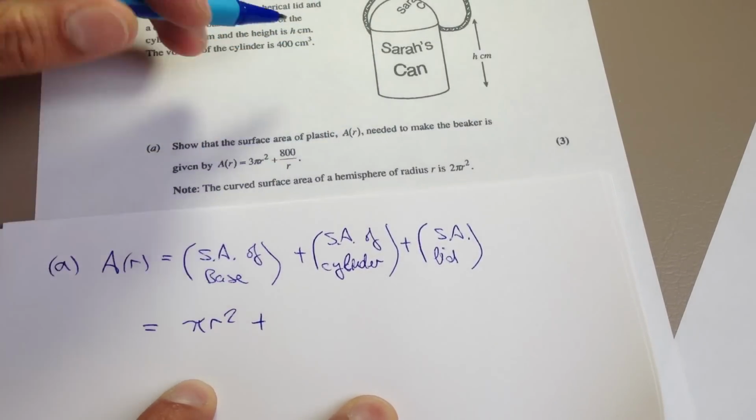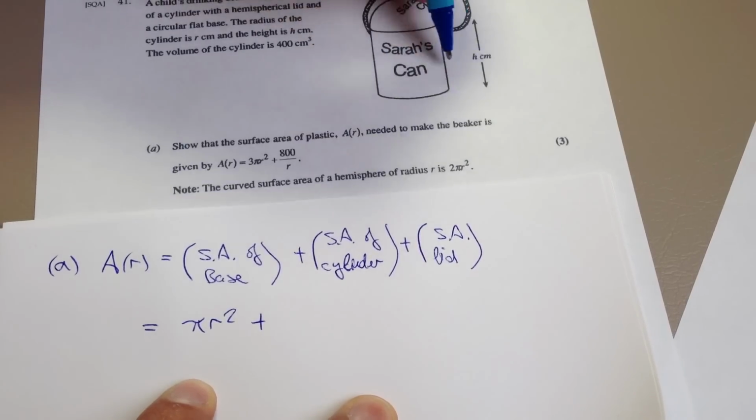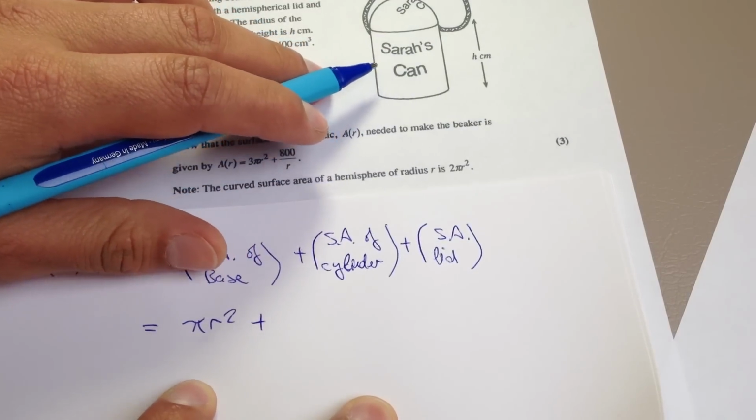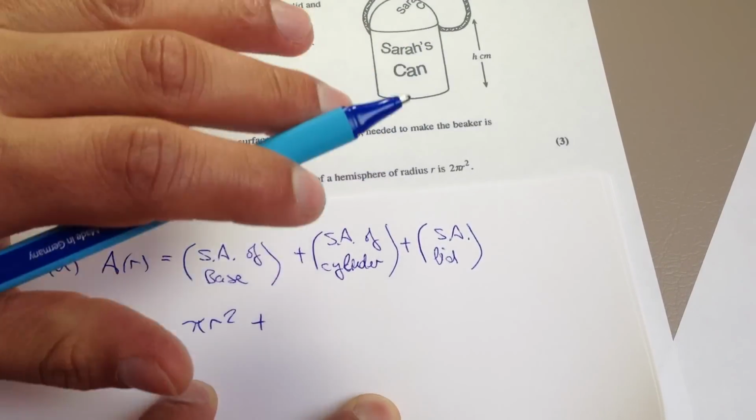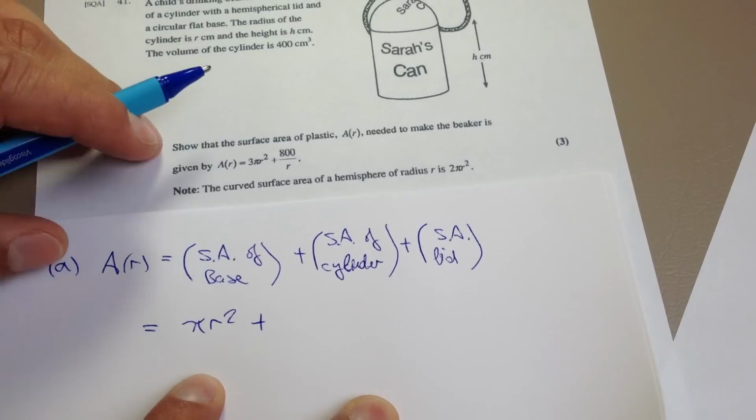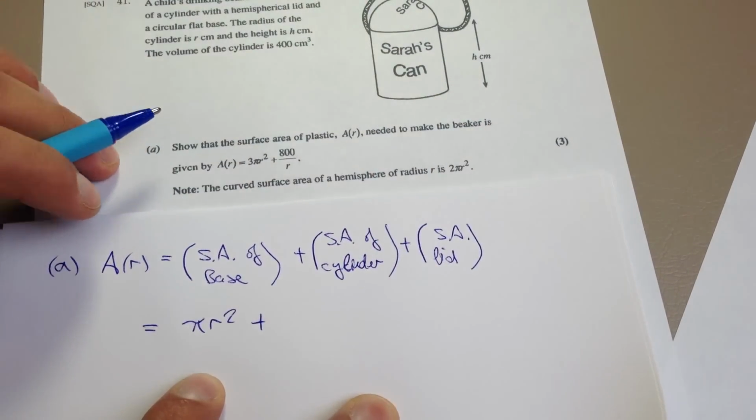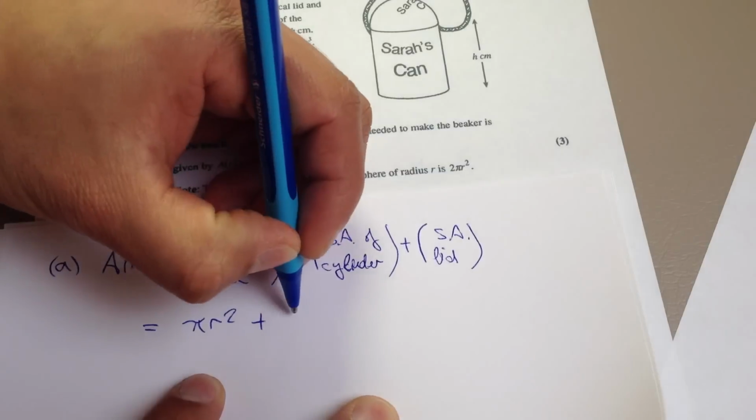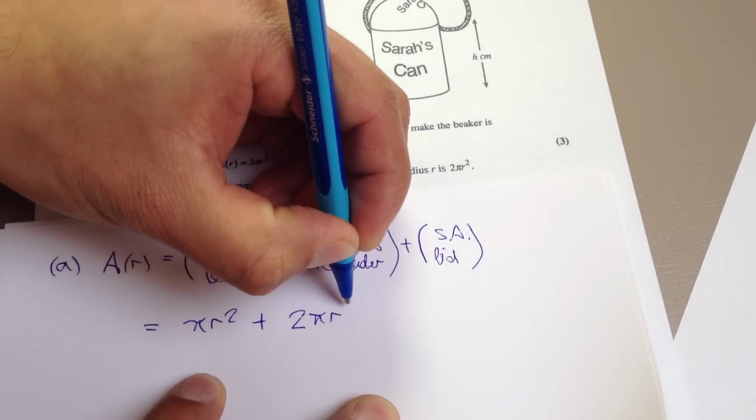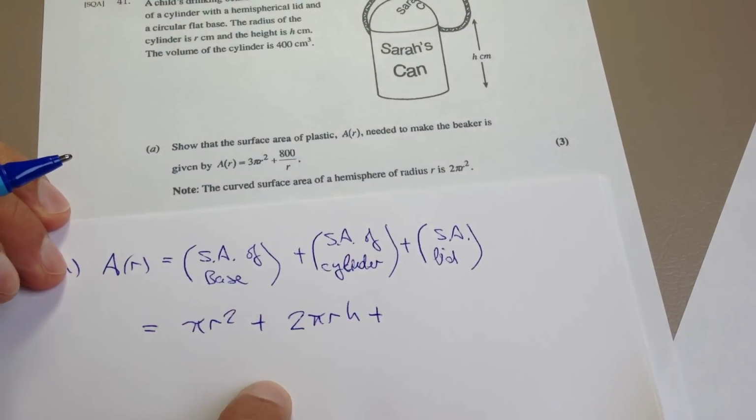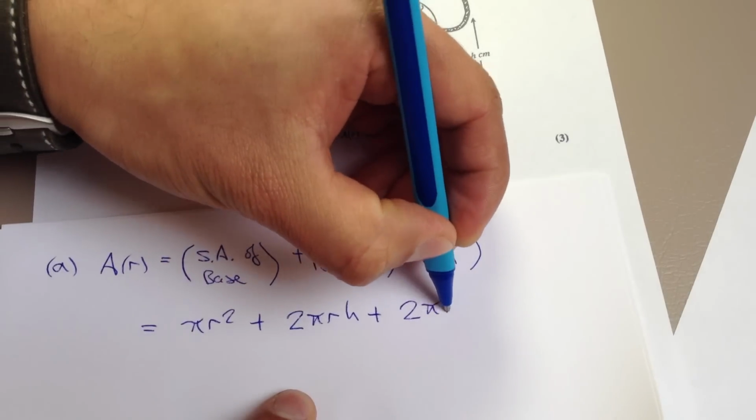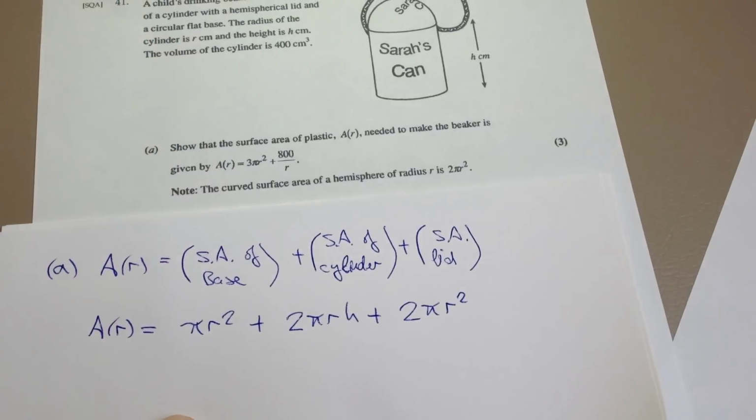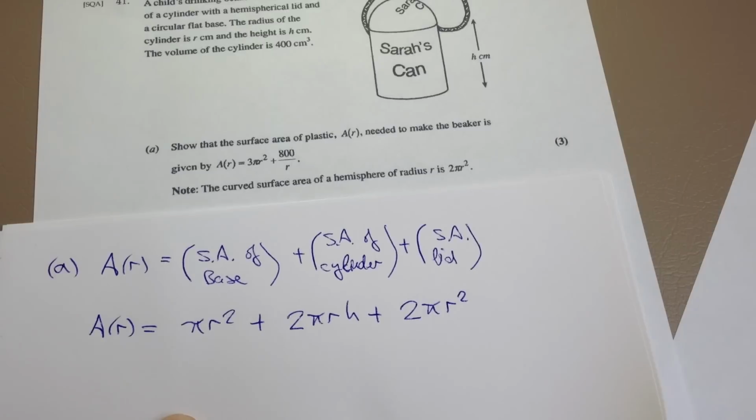And where did that come from? Well, that's the circumference of the circle multiplied by the height, because you can think of the cylinder as, well, if you were to cut a line down here and open it up, it would effectively be one big long rectangle, and the length of that rectangle would be equivalent to the circumference of the circle, and the height, well, that would just be the height. So that's just going to be 2 pi r h plus the surface area of the lid, we've been told, is 2 pi r squared. Okay, so we have an expression for the surface area for this beaker.